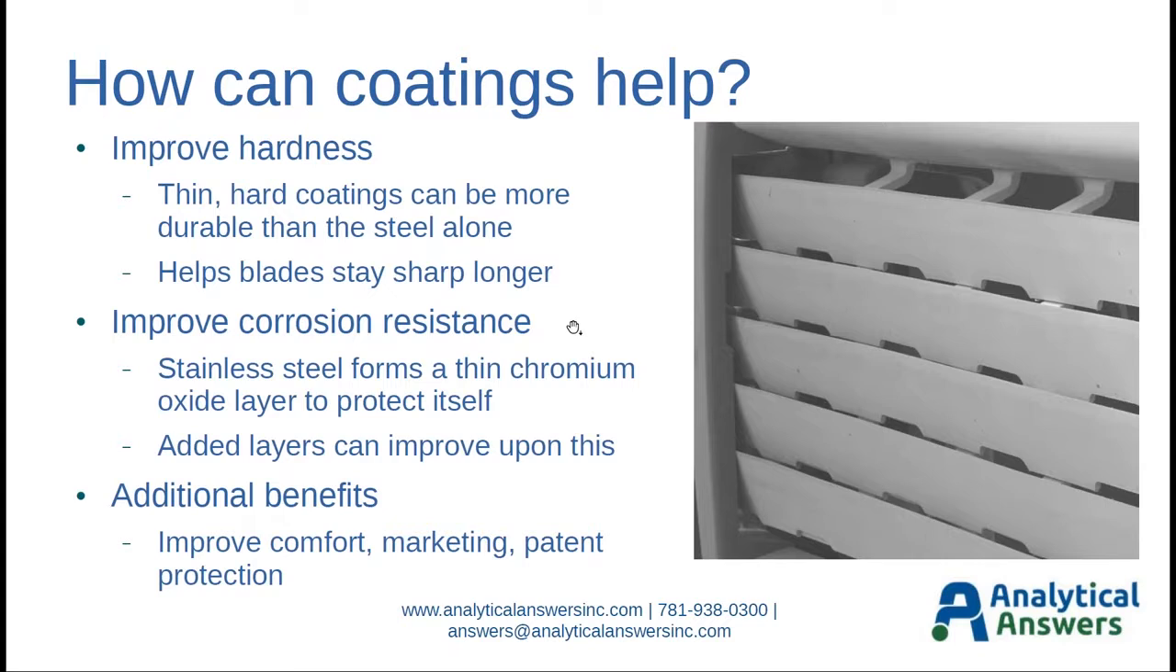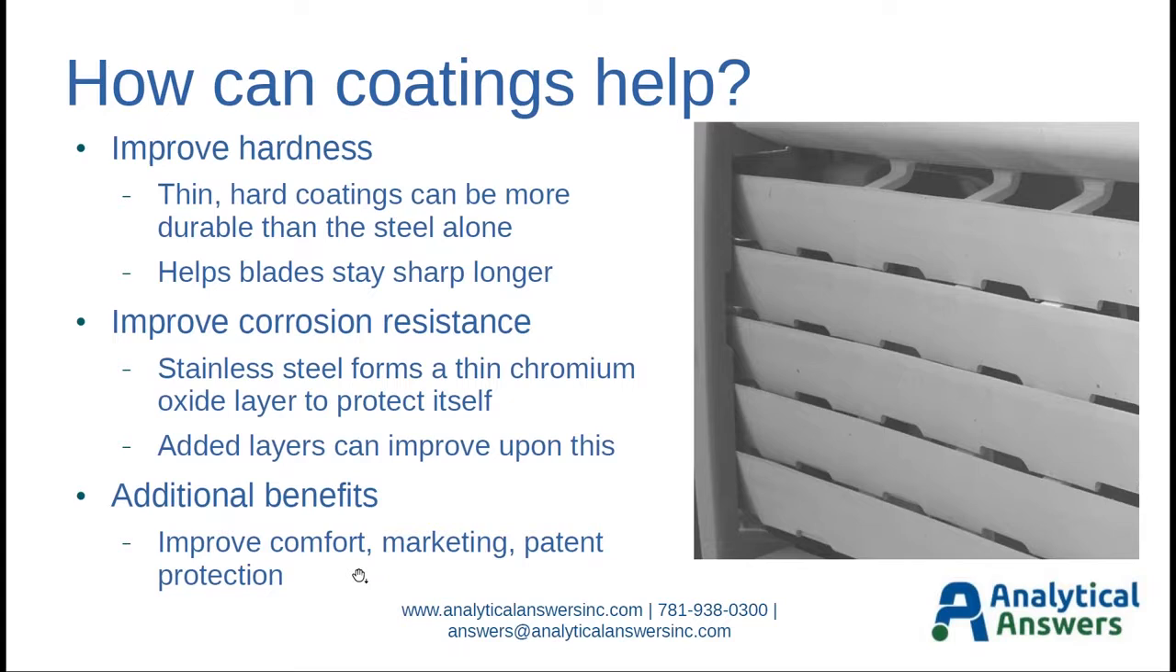You can also improve the corrosion resistance of the stainless steels. And while stainless steel does form a thin chrome oxide layer to protect itself naturally, and that's what makes stainless steel stainless, you can add layers on top of that to further improve its corrosion resistance. And again, this is all helping the balancing act between hardness, toughness, and corrosion resistance that's part of the makeup of the base material.